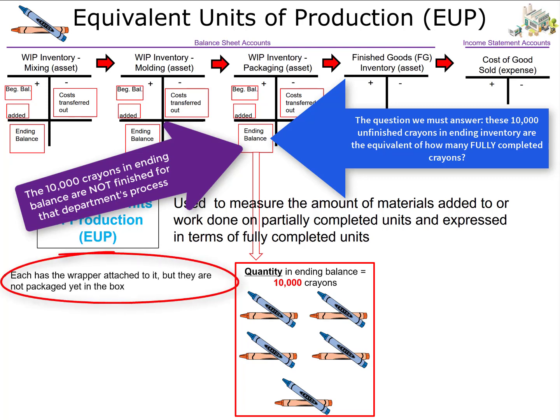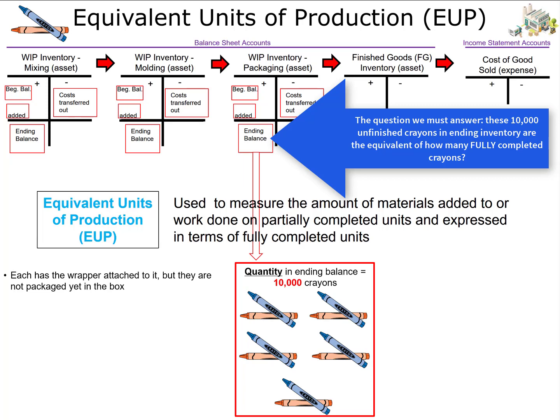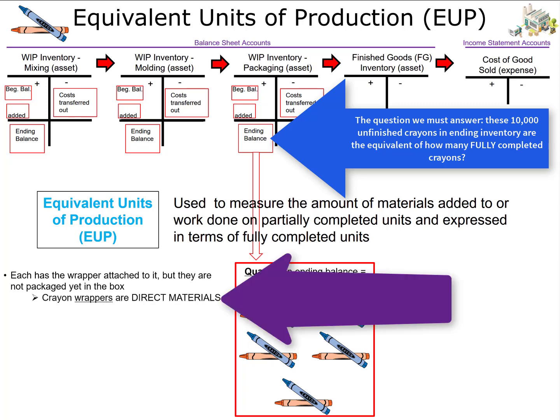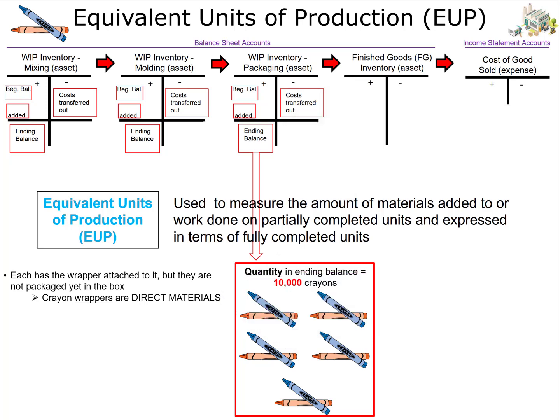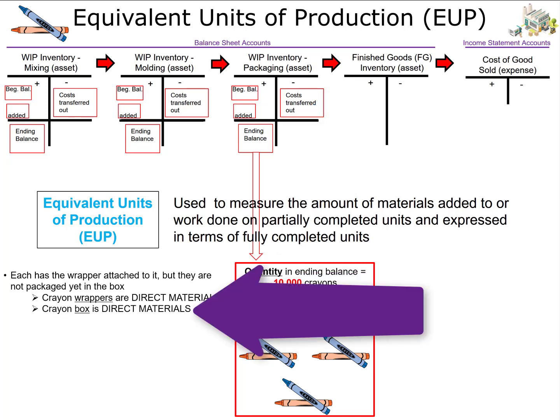So we find out that each crayon has had the wrapper attached to the crayon, but the crayons are not put in the box yet. The end of the accounting period happened before this part of the packaging process could be completed. The crayon wrappers are considered direct materials for the packaging department. And the box is also considered direct materials for the packaging department.